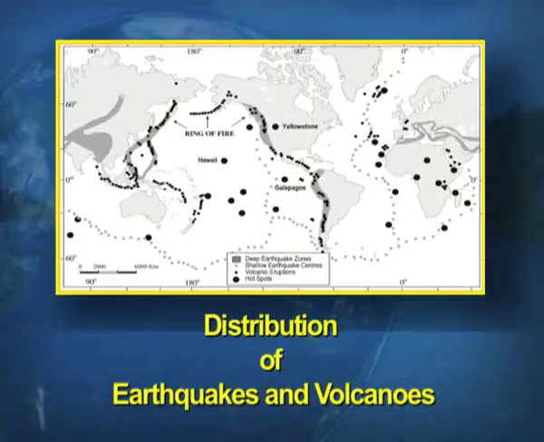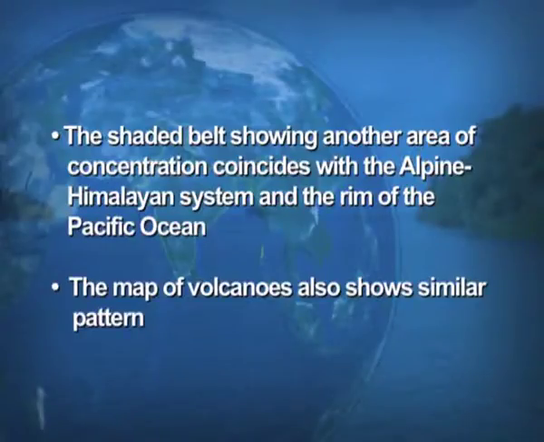Now the shaded belt shows another area of concentration, which coincides with the Alpine-Himalayan system and the rim of the Pacific Ocean. The map of volcanoes also shows a similar pattern. Now all these features point towards the distribution of the mid-oceanic ridge almost coinciding with the shallow earthquake centers in the oceans. It mainly gives an idea that the rim of the Pacific is also the ring of fire, because there are active volcanoes in this region.